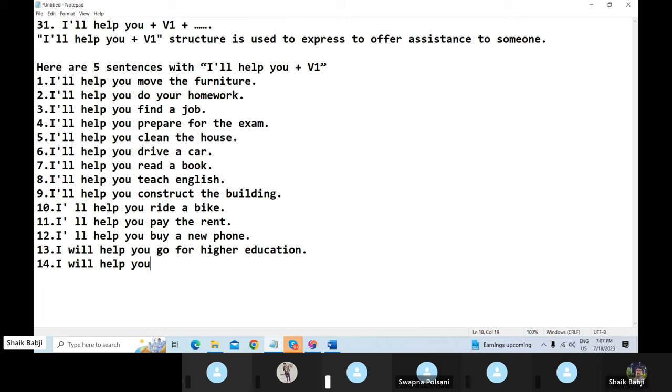I'll help you. So here you might have understood this is I'll. This is called I'll, short form. Okay, I will, I'll. Both are the same. This is called contracted form. What is meant by contracted form? Short form. Okay, yeah, please tell me. I'll help you search for a new job.